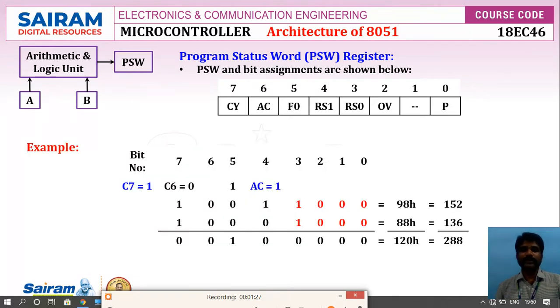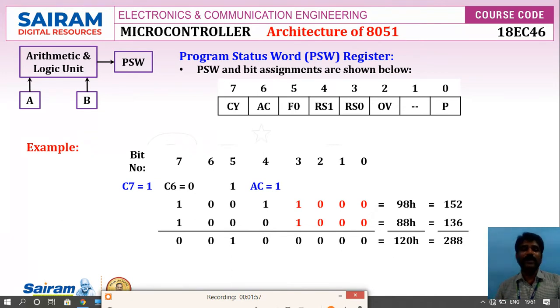So again consider the previous example. Now see, it is an unsigned number. In decimal, 98 means 152, and 88 means 136. If you add, we are expecting 288. So 288 is out of range, right? The unsigned number range is 0 to 255. So 288 means out of the range. This is called overflow, in general overflow.